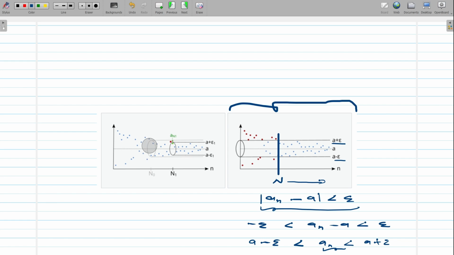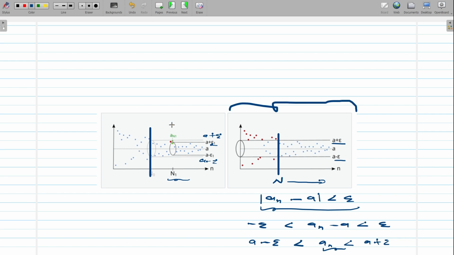If we go beyond this n0 here, what we notice is that all the terms are going to be in the region a plus epsilon, a minus epsilon. So this is going to be a plus epsilon, and this is going to be a minus epsilon. But if we choose a smaller value for epsilon, which is epsilon 1 here, now we see that for our n, we need to choose a larger value. Now in this case we have some n1.